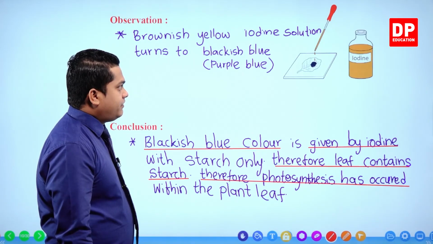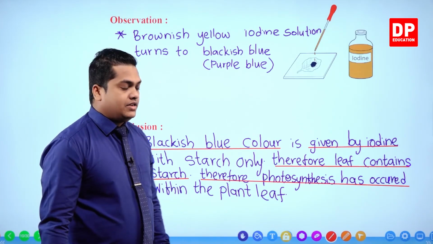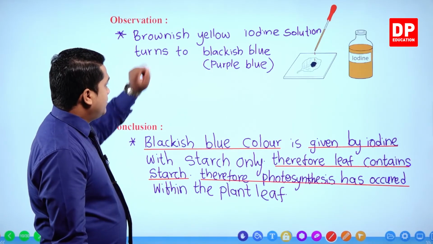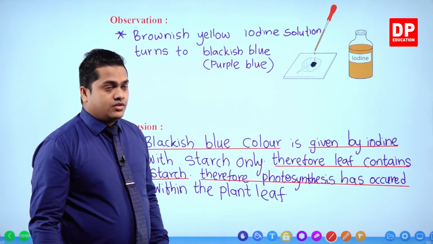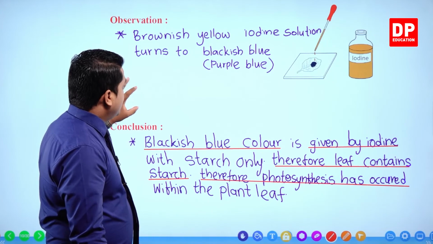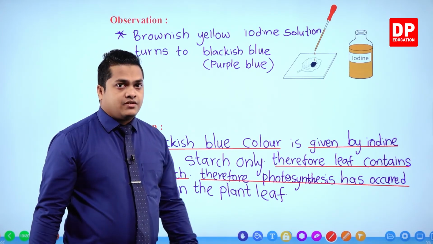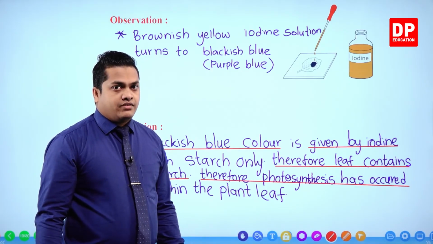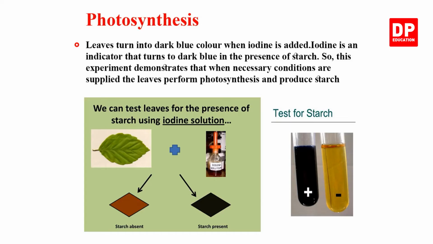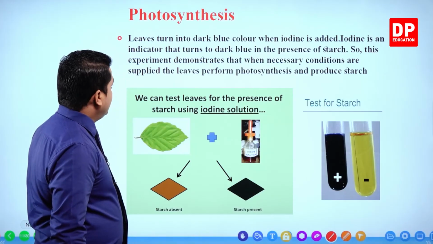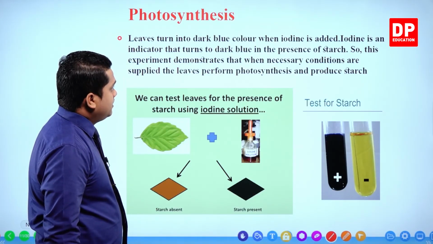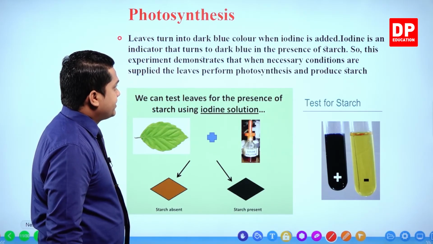So this is our final conclusion from the activity. This conclusion can be taken according to the above observation, because the brownish yellow iodine solution turns to blackish blue, right? So this is our final conclusion from the activity. Here the leaves turn into dark blue color. Dark blue means blackish blue, I told you that, or purple blue. So the leaves turn into dark blue color when iodine is added.